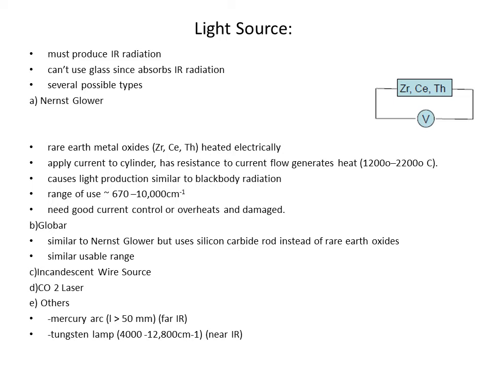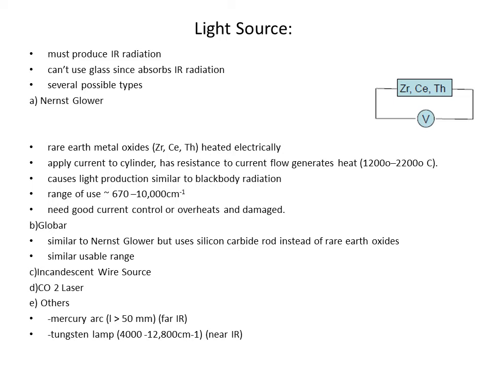The first one is the Nernst glower. You can see here the rare earth materials, zirconium, yttrium, and thorium. They are heated electrically by applying current to a cylinder with resistance to current flow. It generates heat from 1200 to 2200 degrees Celsius, and it causes light emission similar to black body radiation. The range is approximately 670 to 10,000 per centimeter, and it needs good current control or it overheats and gets damaged. These are some properties of the Nernst glower.